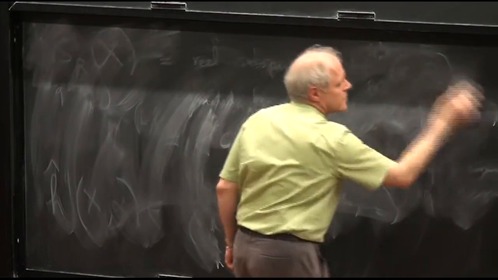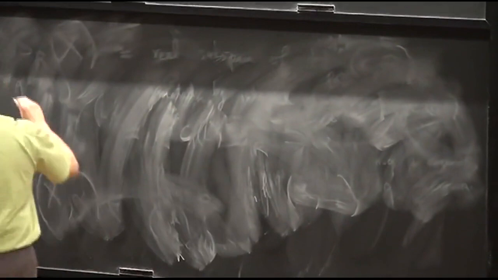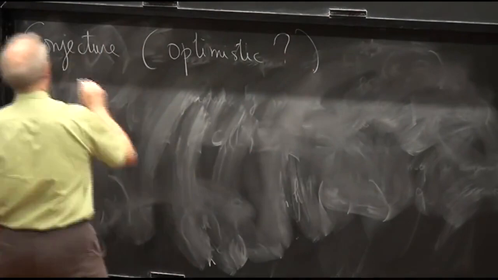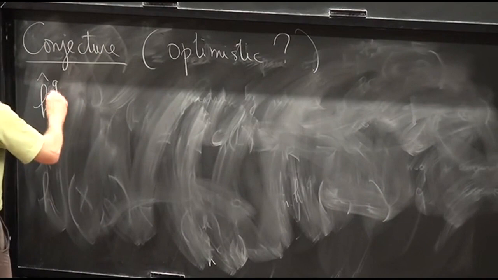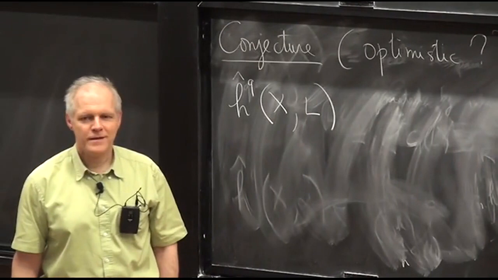one would like to relate the asymptotic cohomology to the Morse integrals. And now, let us make a bold conjecture. Maybe optimistic. That the asymptotic cohomology of any holomorphic line bundle is actually obtained by the infimum of the Morse integrals.